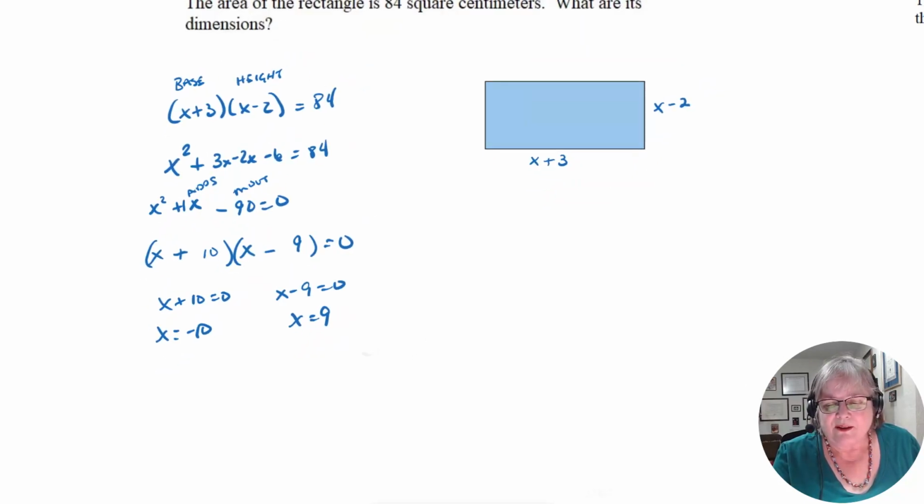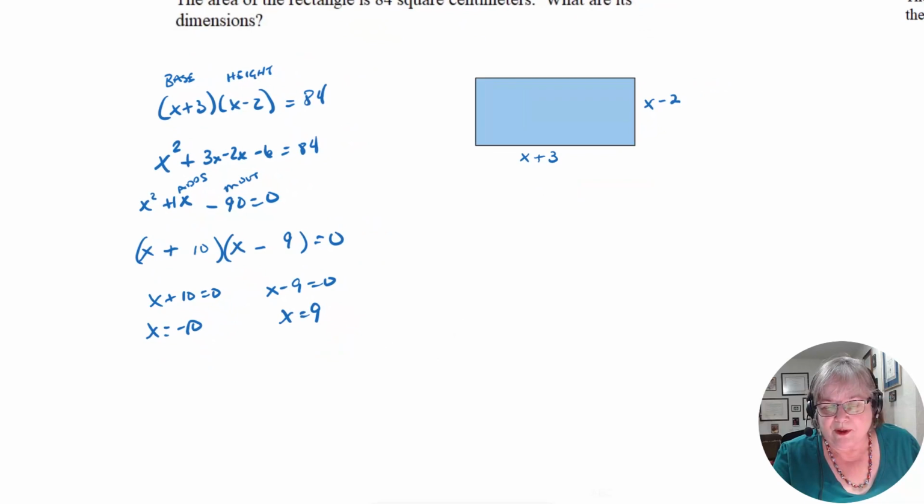Now, if x being minus 10 was the correct answer, you would say, well, one of the sides is x plus 3, so that'd be minus 10 plus 3. This would be a side of negative 7, and we can't have a negative 7 dimension for a rectangle. How do you have a side that's negative 7 long? So this one is not feasible.